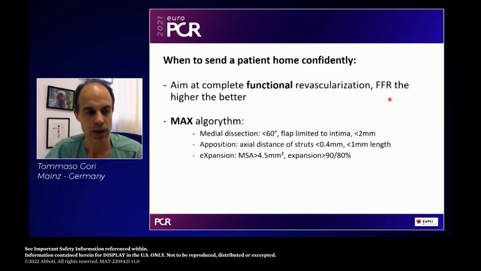So just let me conclude. When to send a patient home confidently, aim at complete functional revascularization. Your threshold should be an FFR larger than 0.90. And the higher the FFR, the better it is for the patient. And then use the MAX algorithm. Those are the thresholds that need to be kept in mind.